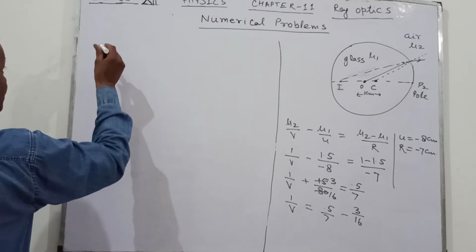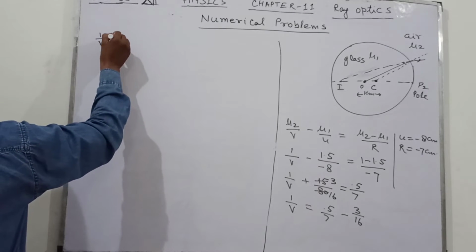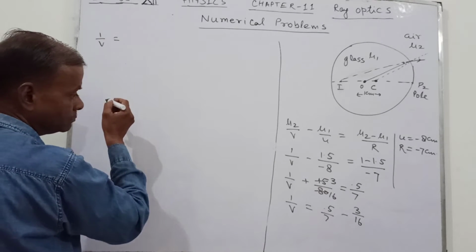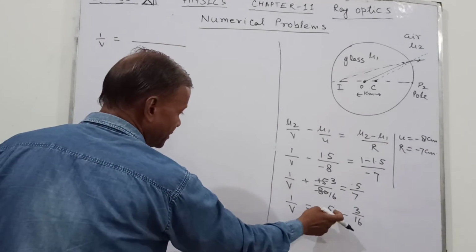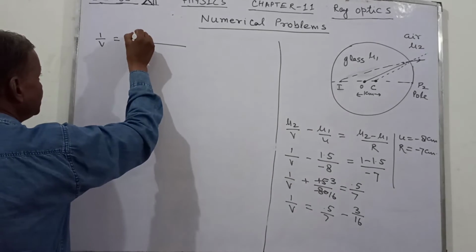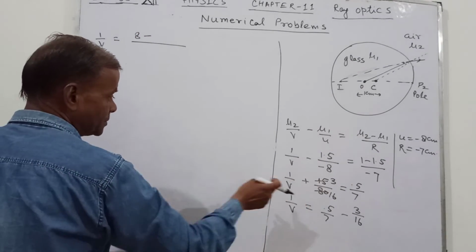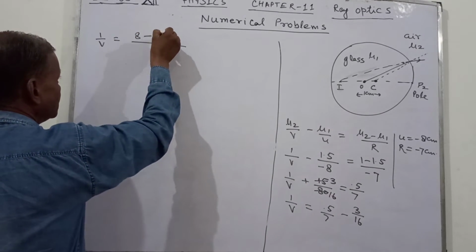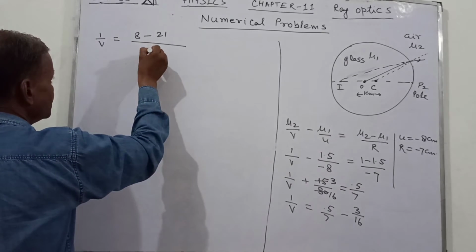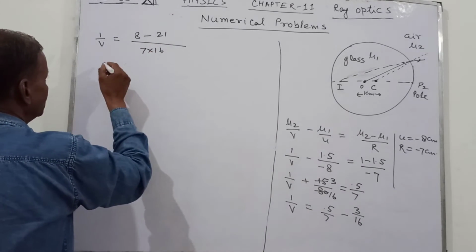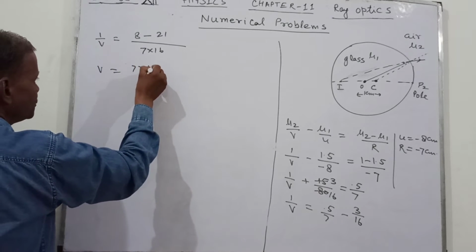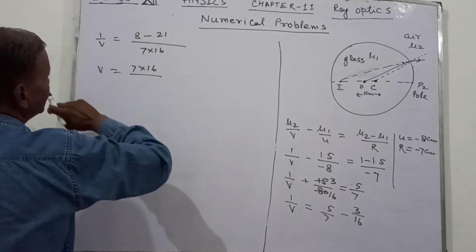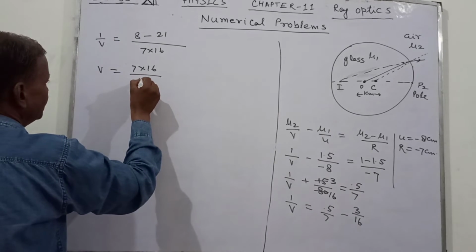So now 1 upon b equal to, this will be how much? This is now 16 into 5, this is now 80, so this is now 8 minus 7, this is now 21 upon 7 into 16. So this b equal to 7 into 16 upon 21 minus 8, so this is now 30.